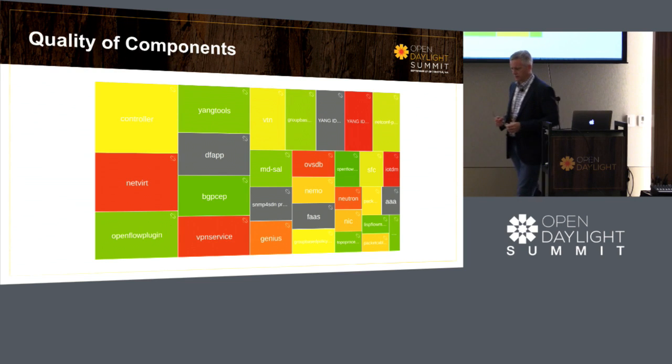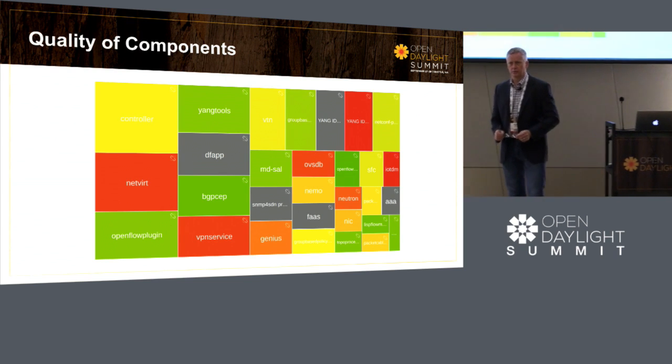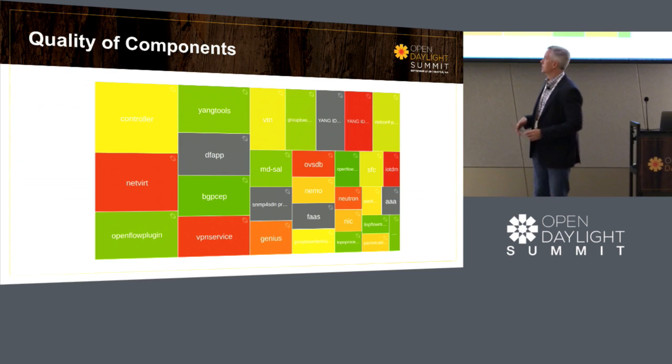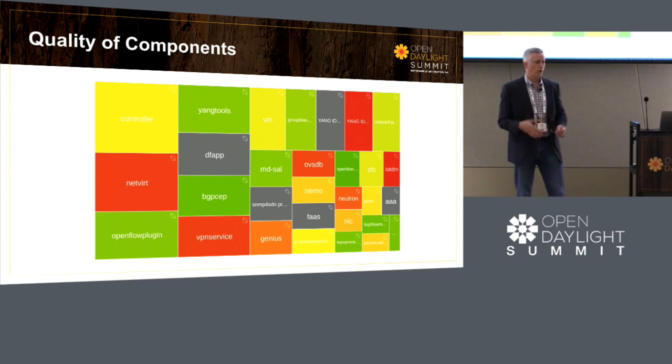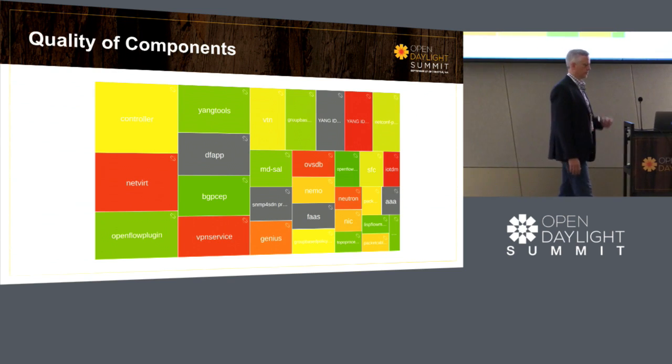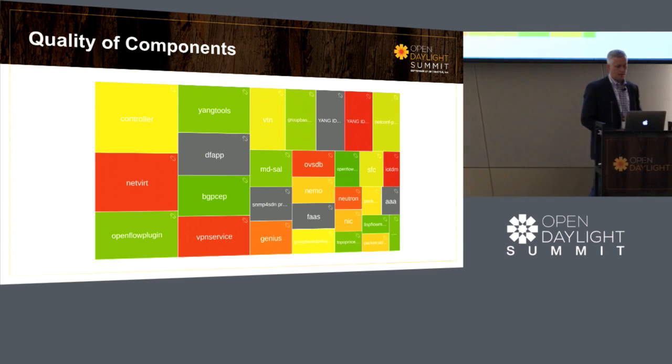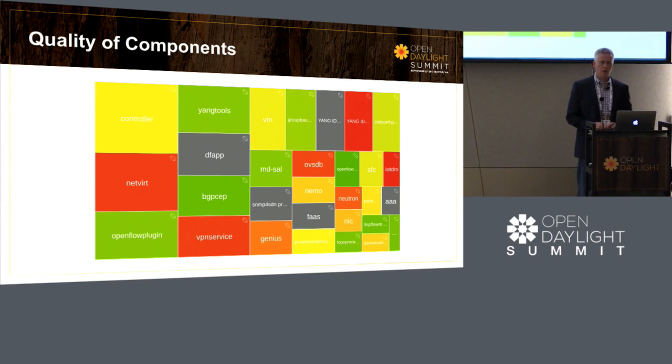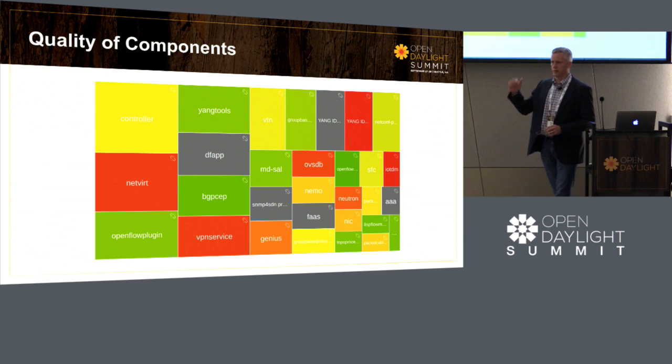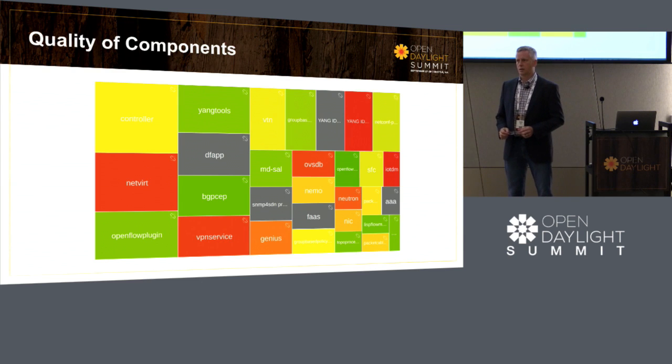The other factor, other than size and complexity, is the quality of the components. There are quite a number of components with quite a bit of code. If you look at it from a Sonar perspective and code coverage, how many people have gone to sonar.opendaylight.org and checked it out? This is right from there, and you can drill down on each one of these modules and see what the code coverage is.